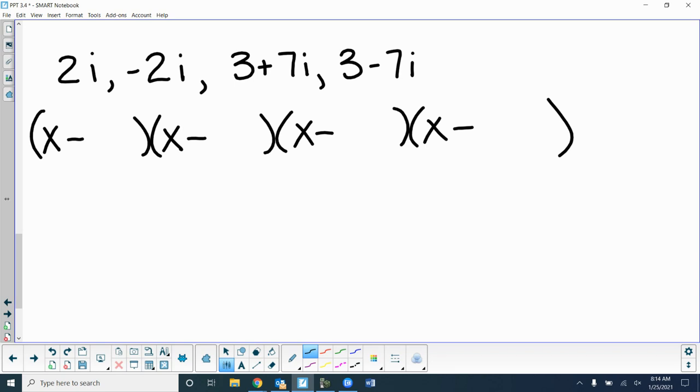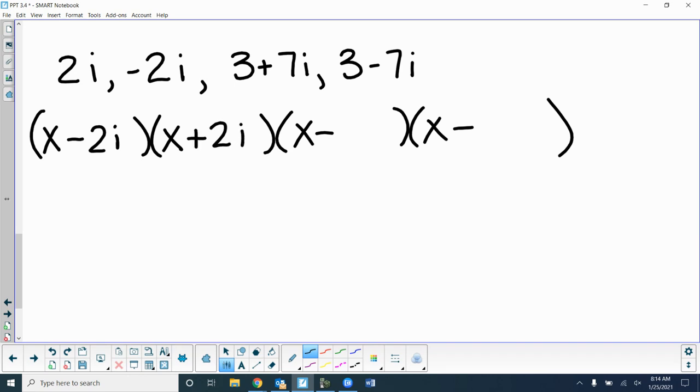And then you just write these in. You got 2i, and you're going to put negative 2i, but what is x minus a negative 2i? Minus a negative? Come on. I know it's Monday. You guys can still tell me, it's what? What's minus a negative 2i? Plus, thank you.